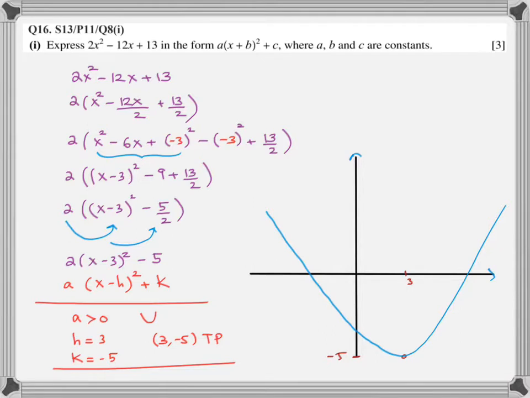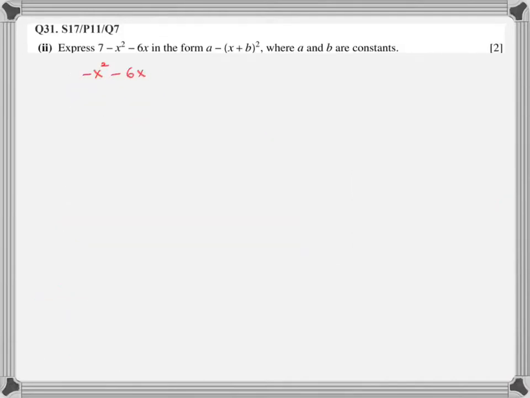You also know how to sketch it, if the examiner asks for it. When we study functions, sketching plays an important part. So now a is positive, minimum. (3, minus 5) is the coordinate of the turning point, and if the examiner has asked for the sketch, that's how we draw it. Second example, this time the coefficient of x square is negative.